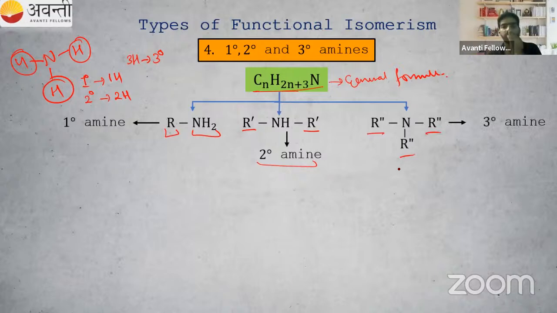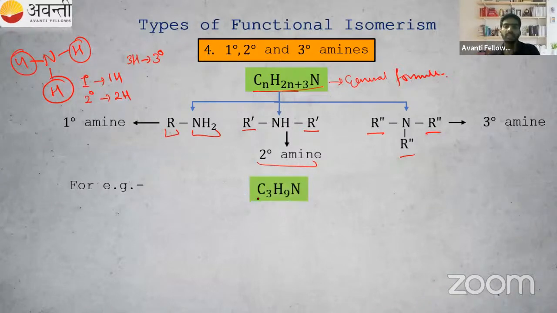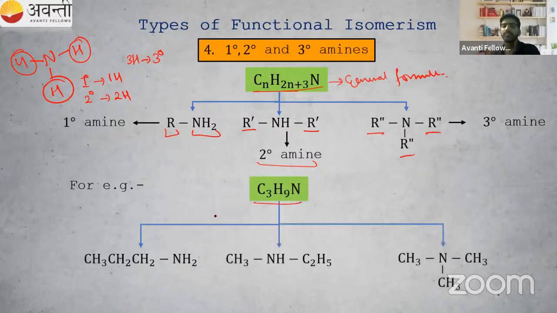So there is a change in the functional group. Okay, for example, C3H9 and N, that is a nitrogen. See, what is the difference? This is your primary, this is your secondary, and then this is your tertiary. But all those are having the same molecular formula, correct? So this is nothing but what? Functional isomerism.